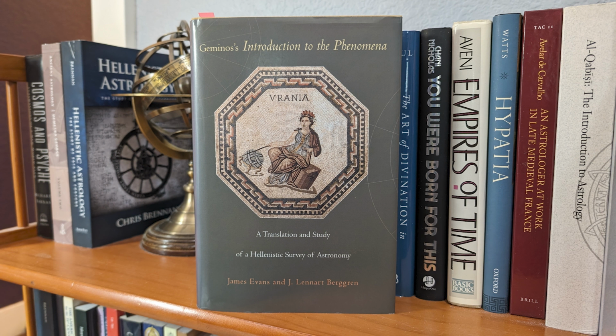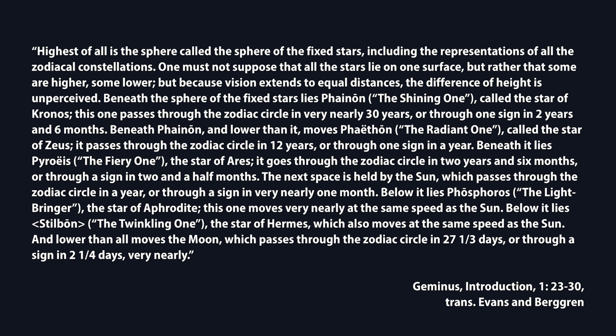All right, so Geminus, and this is from the translation of Evans and Berggren. So he says, quote, "Highest of all is the sphere called the sphere of the fixed stars, including the representations of all the zodiacal constellations. One must not suppose that all the stars lie on one surface, but rather that some are higher, some lower. But because vision extends to equal distances, the difference of height is unperceived.